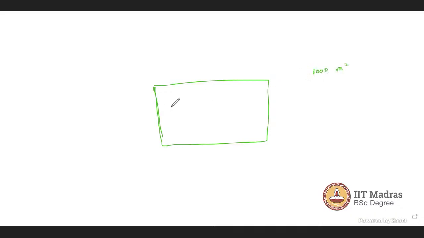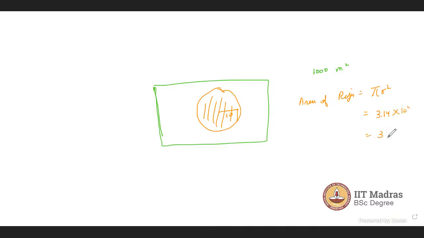Okay, so 1000 meter square is the complete area, right? This is Raju's area of radius 10, right? So the area of Raju's land will be pi r square, this complete area. So it would be 3.14 times 10 squared, which is close to 314 meter squared. So the probability that the rain will fall in his land is 314 out of the total area. It's nothing but 0.31, approximately. Is it clear? Yes, sir.